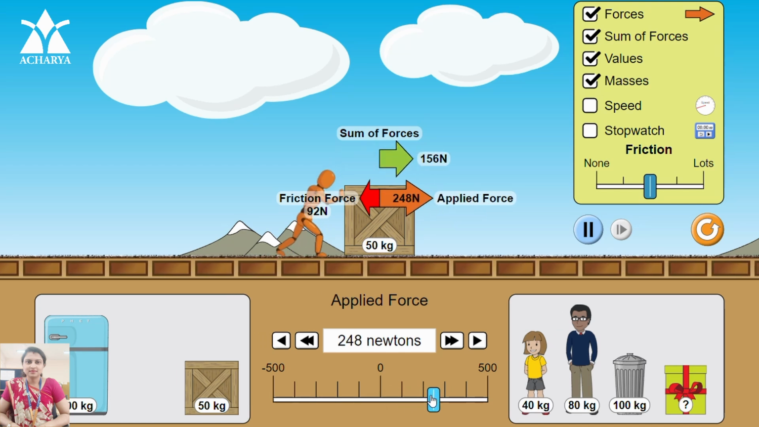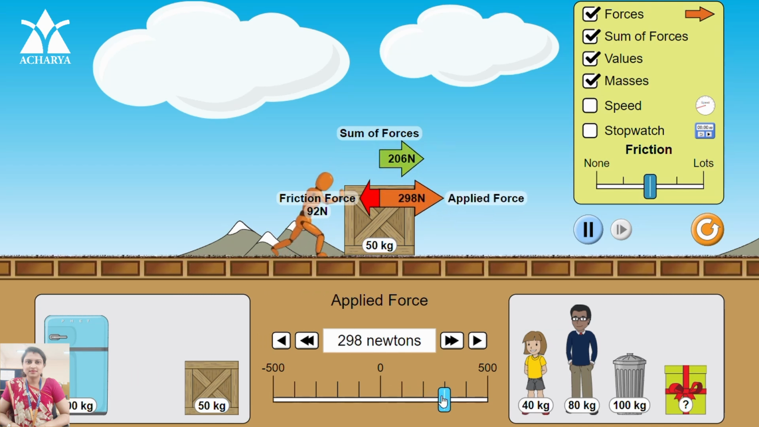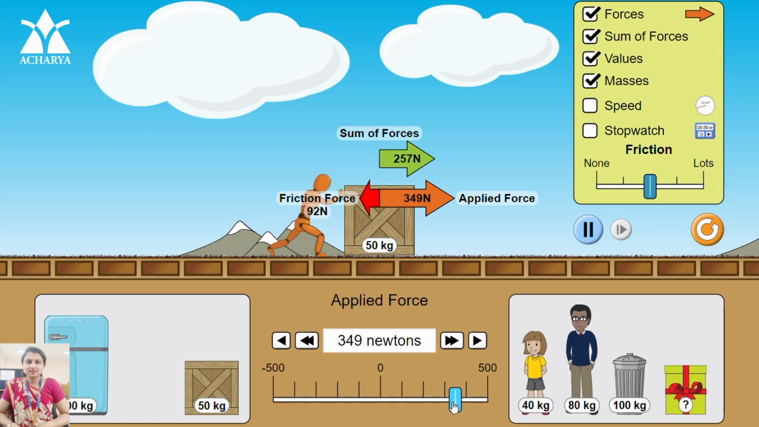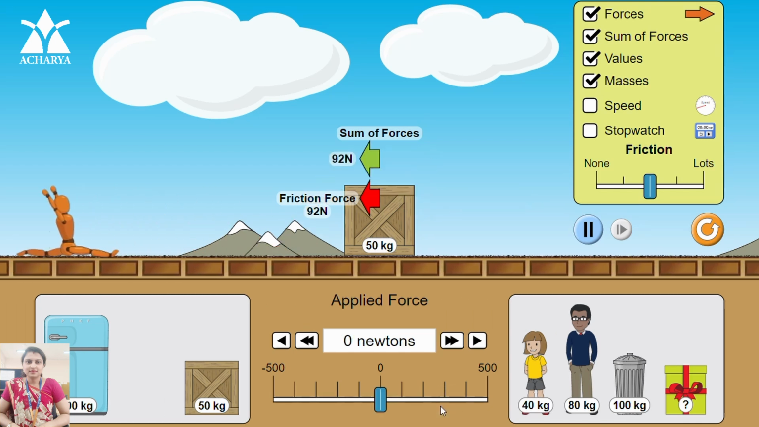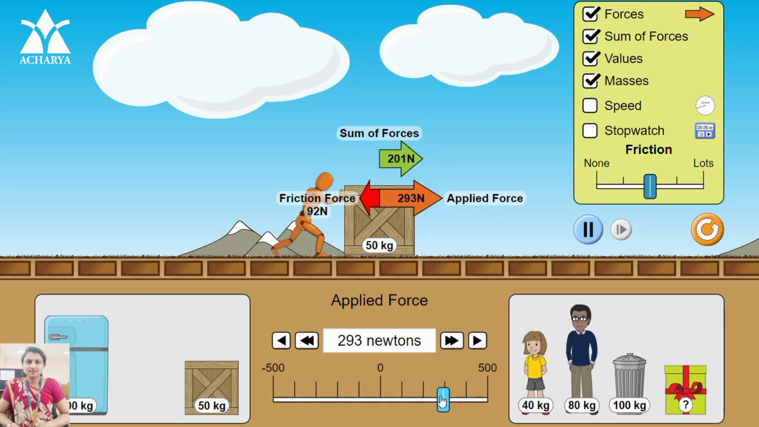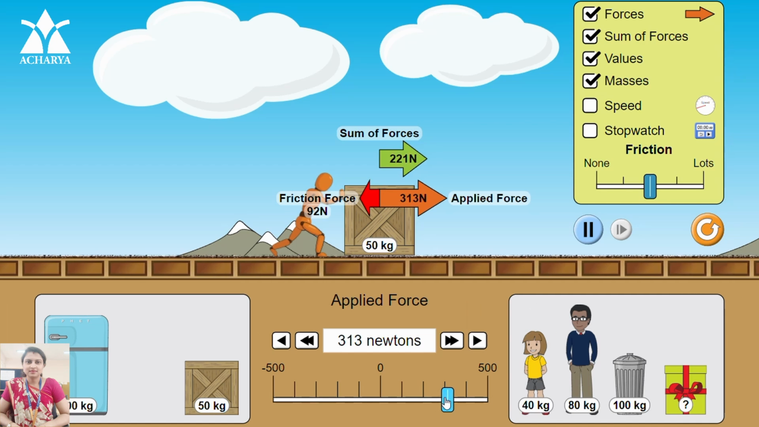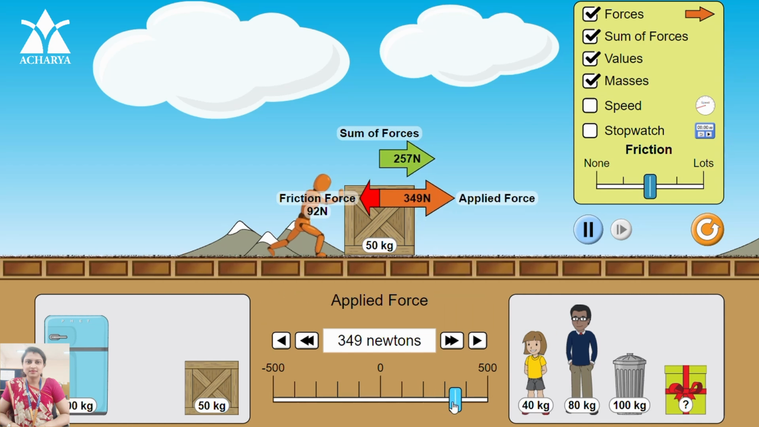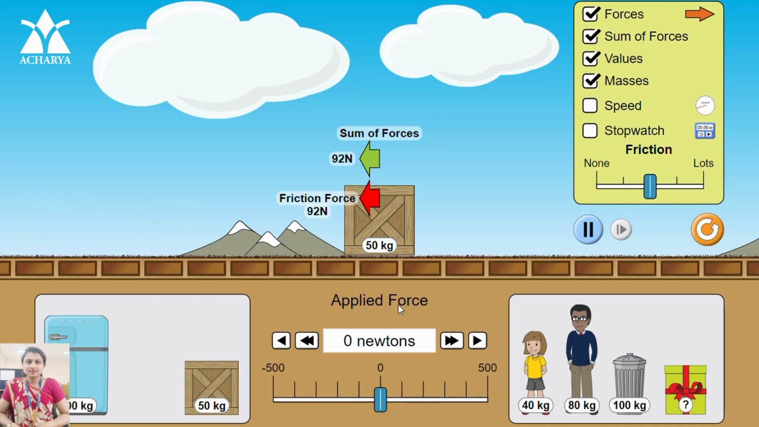applied force. When the applied force is very small, the box remains at rest because static friction balances the applied force. As we gradually increase the applied force using the slider, the friction force also increases in the opposite direction. This continues until the applied force becomes greater than the maximum static friction. At that point, the box starts moving.